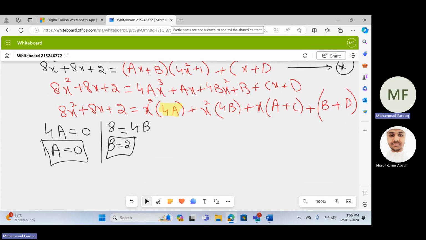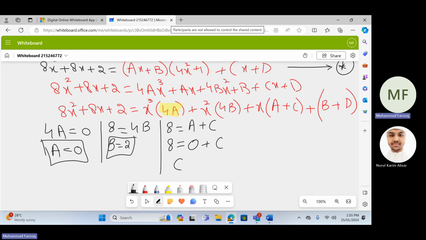Okay. Come next now, x power 1. Here x power 1 has a plus c. On the other side, how much is x power 1? 8. So a plus c is equal to 8. I need the c value. How much is a? A is 0. Okay. Then in this case, c is how much?